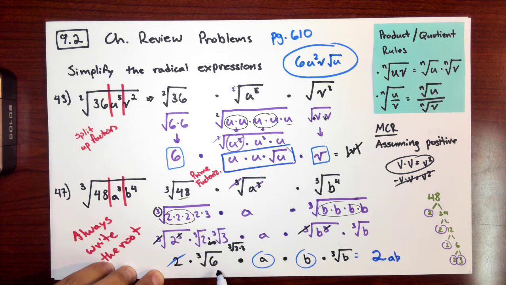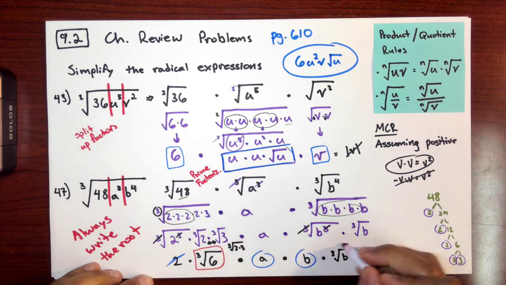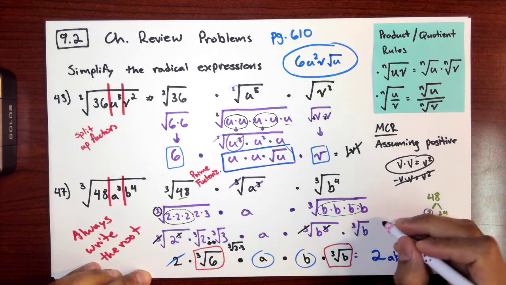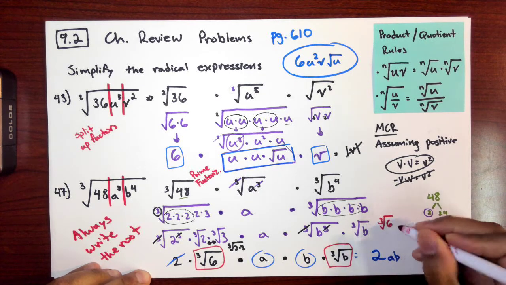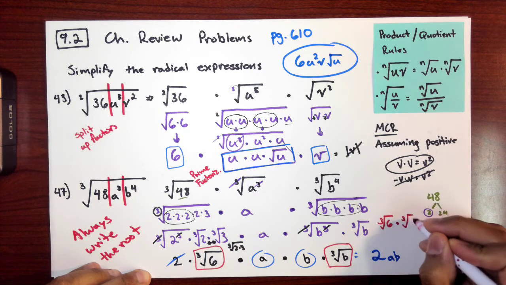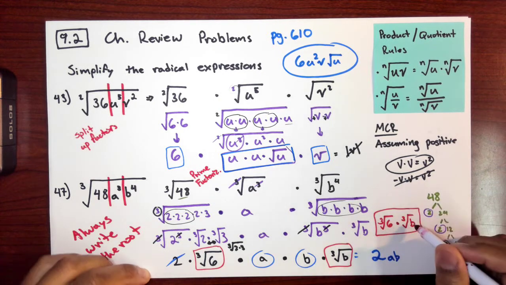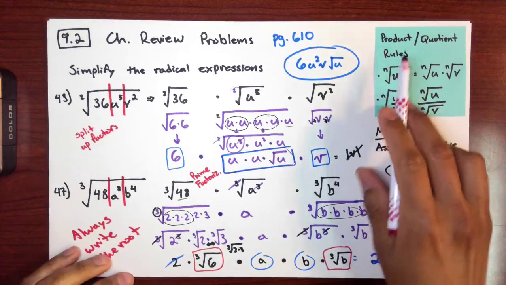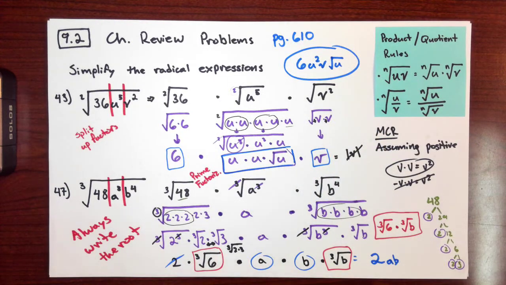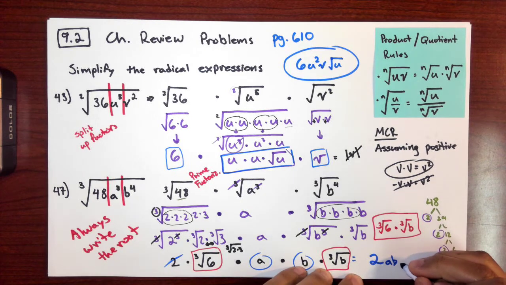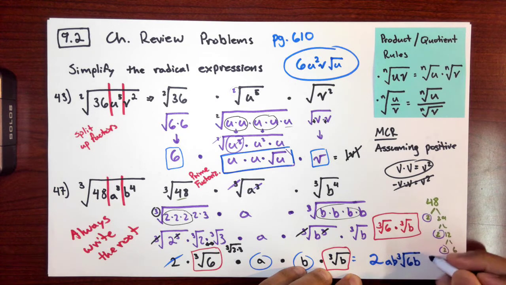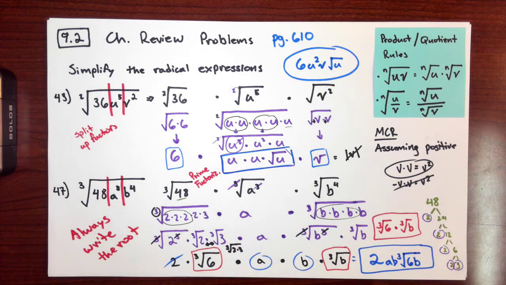Now remember that this radical, let's go ahead and write it. We have this radical here, and we have this radical here. And we're going to put those two right here. Cube root of 6 times the cube root of b. Now we know that these two, we can combine them together because of the product rule. So we're going to combine them together, and at the end, we're going to end up with the cube root of 6b, okay, because we multiply them together, and then this is your final answer. And that's the first part of the 9.2 review.